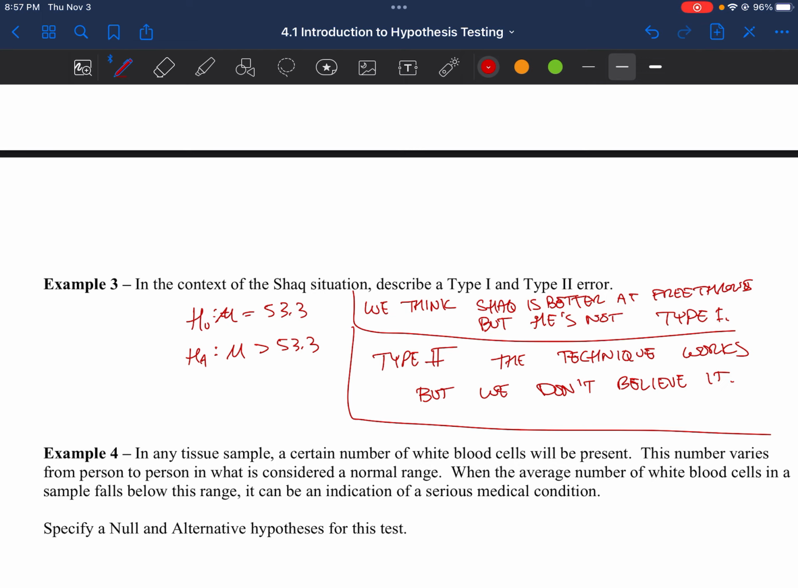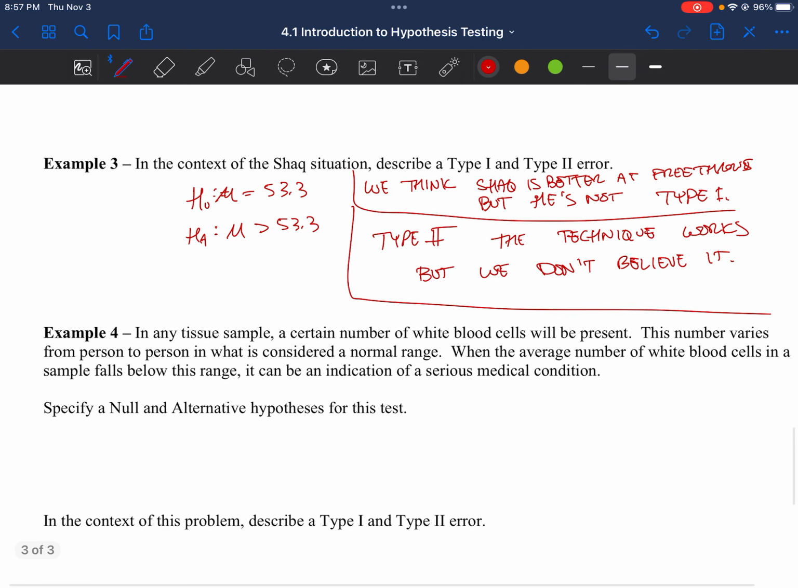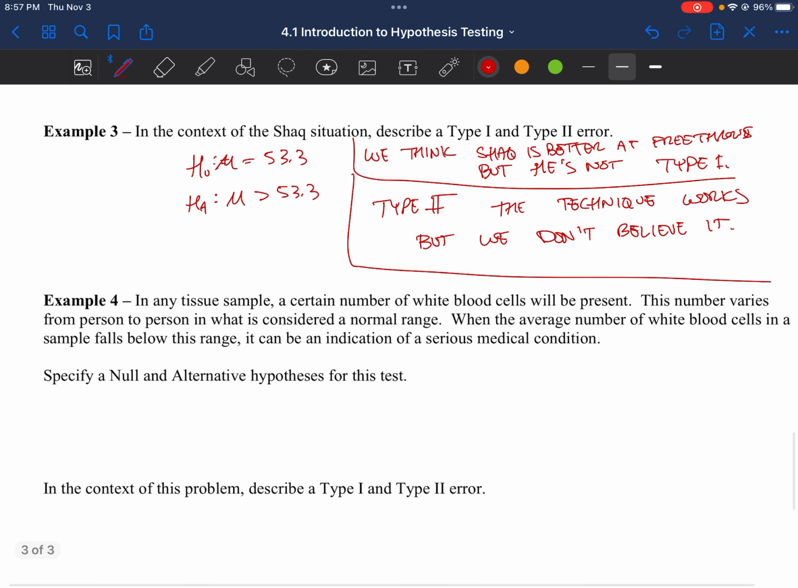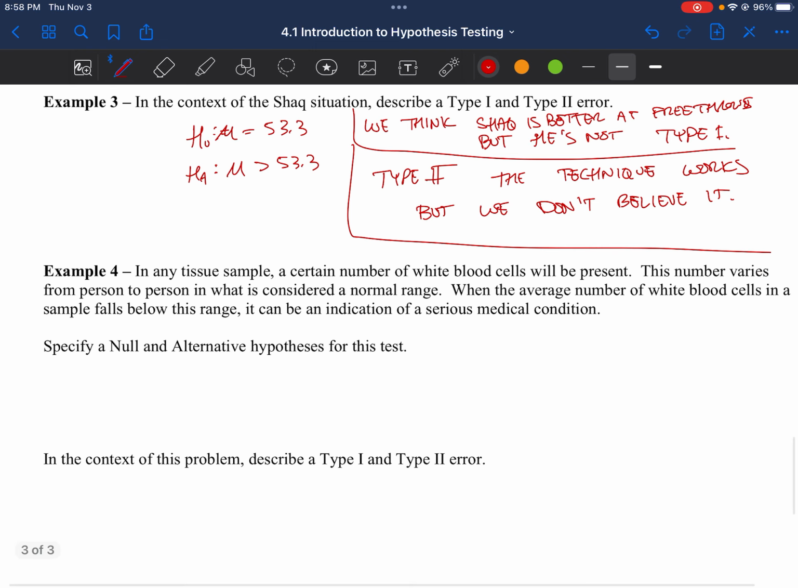Okay? So we look at another example here where we have, in any tissue sample, a certain number of white blood cells will be present. This number varies from person to person, what's considered a normal range. When the average number of white blood cells in a sample falls below this range, it can be an indication of a serious medical condition. So, this is a bit of a conundrum, okay?